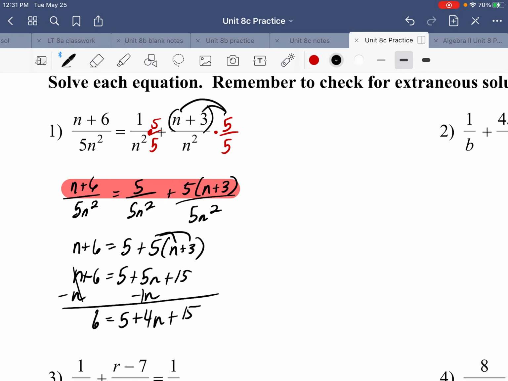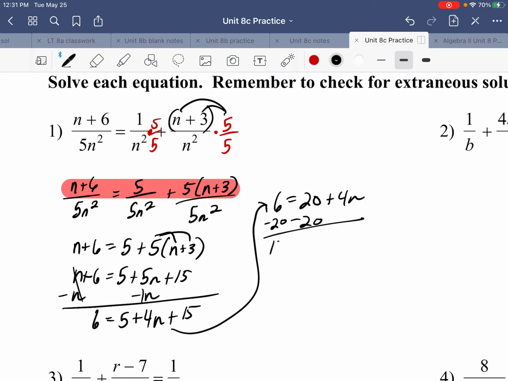And 4n is positive, I want to move everything away. So I have 6 equals 5 plus 15, which is 20. Let's subtract 20. We get negative 14 equals 4n. Divide by 4. n equals, and you can simplify by dividing the numerator and denominator by 2, reduce that fraction down to negative 7 over 2.